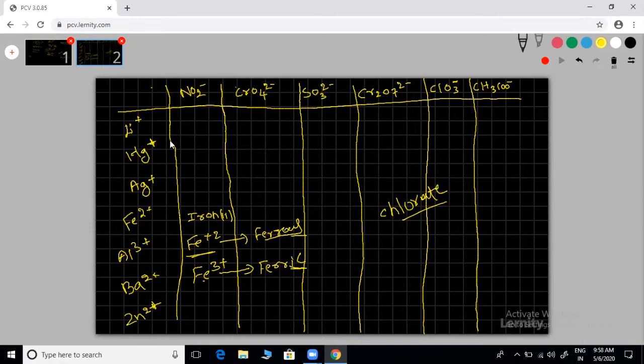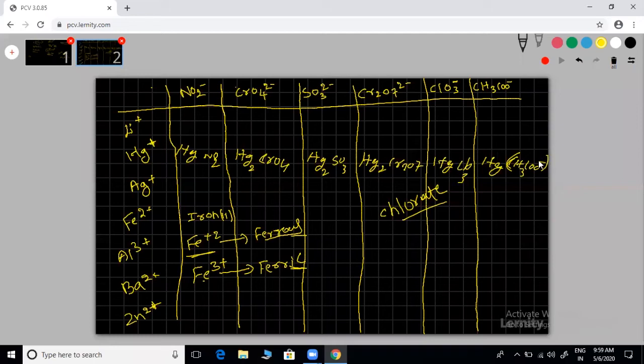You can see the first one, Hg. Suppose you are writing Hg. Did anyone write Hg? Hg NO2. Next Hg2 CrO4. Hg2 SO3. Hg2 Cr2O7. HgClO3. HgCH3COO minus. So HgCH3COO you can write.